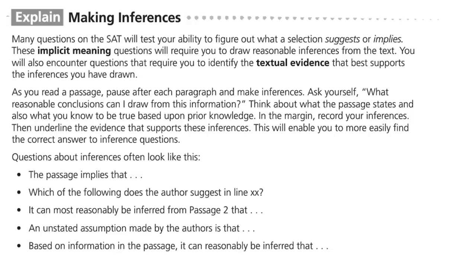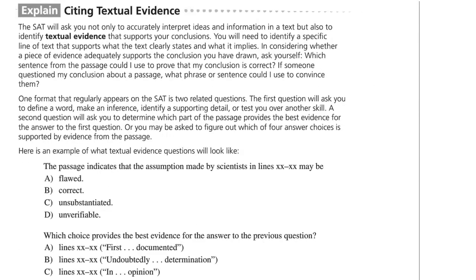Some key takeaways here: when we're making an inference, we need to remember that in order for it to be an accurate educated guess, we really need to rely on the evidence that is presented in the passage. The SAT will ask you not only to accurately interpret ideas and information in text, but also to identify textual evidence that supports your conclusions. You will need to identify a specific line of text that supports what the text clearly states and what it implies. In considering whether a piece of evidence adequately supports the conclusion you have drawn, ask yourself, which sentence from the passage could I use to prove that my conclusion is correct? If someone questioned my conclusion about a passage, what phrase or sentence could I use to convince them?